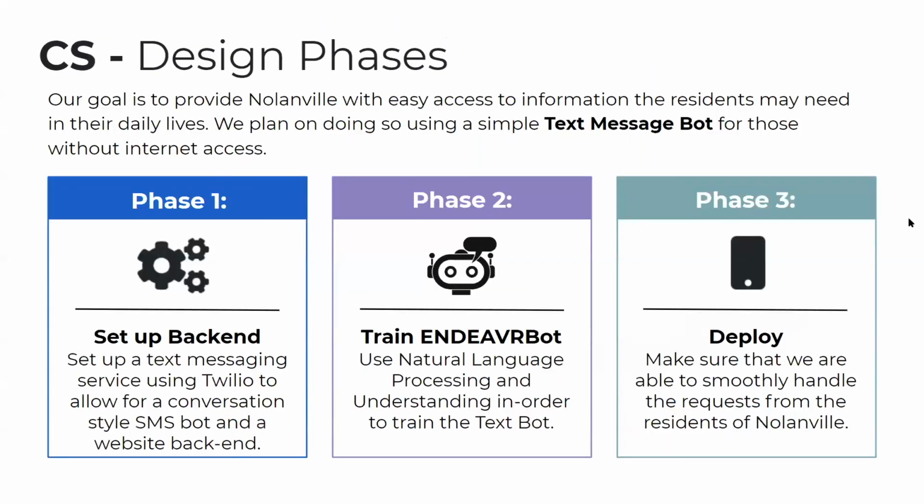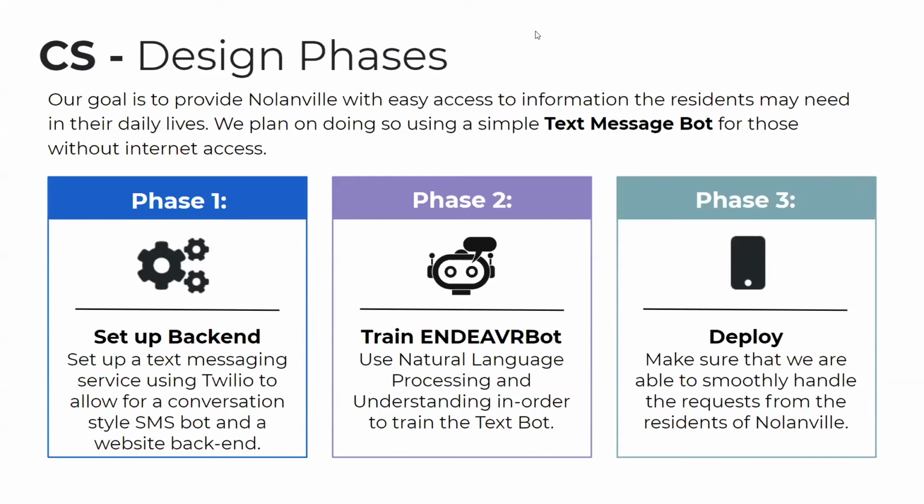All right. Moving on to the computer science part of things, we basically divided our task into 3 design phases. Our goal essentially is to provide Nolanville with easy access to information that residents may need in their daily lives. We plan on doing so using a text messaging bot for those without internet access. So phase 1 was setting up a backend, following it up with training our Endeavor bot, and then the last phase was to deploy it smoothly.